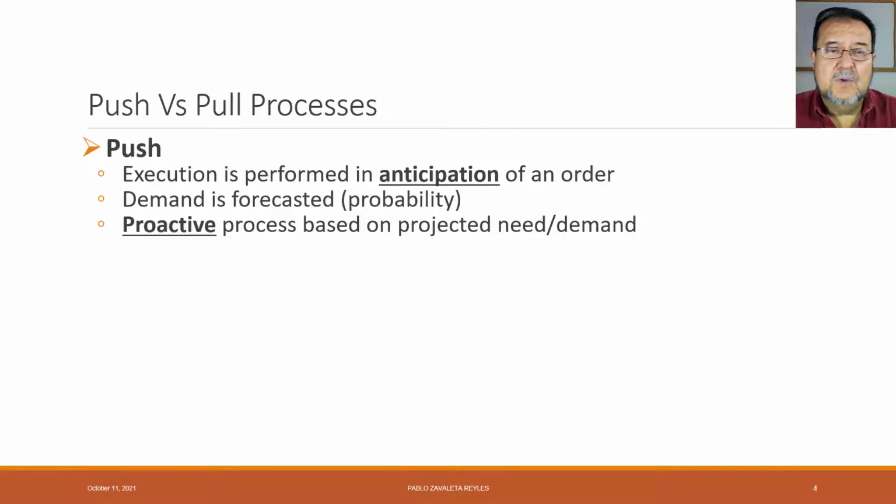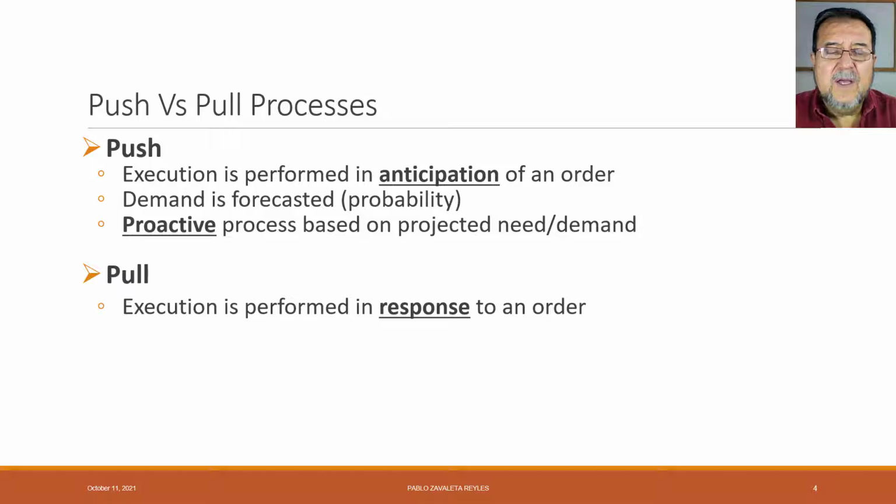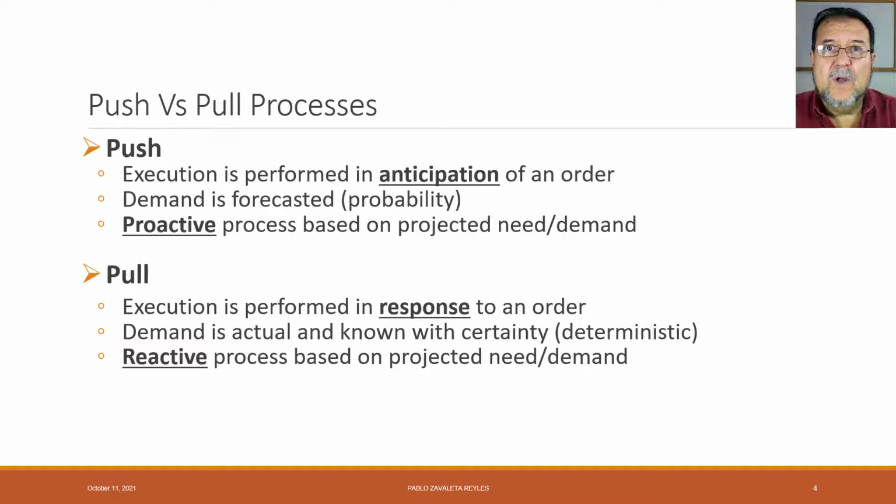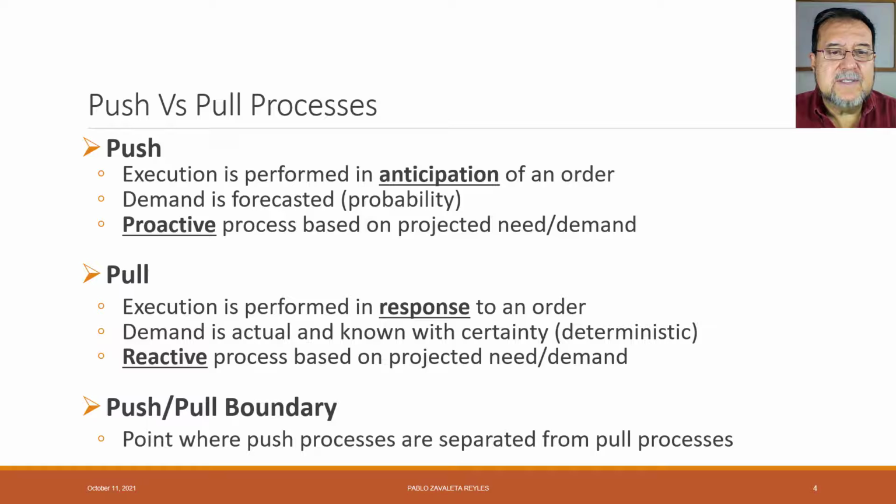In contrast to the push process, we have the pull process. Here the execution is performed in response to an order. Here we know what it is, it's deterministic, and it's reactive. We have received an order and we need to answer to it. Also, another term that you need to know is the push-pull boundary. That is, where the push processes are separated from the pull processes.